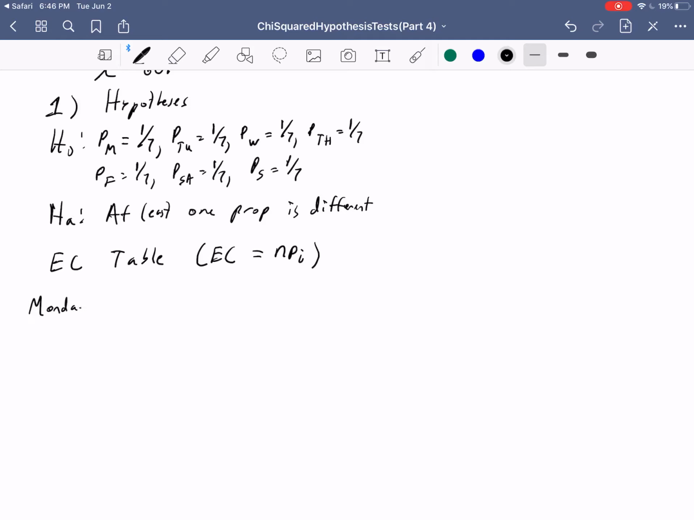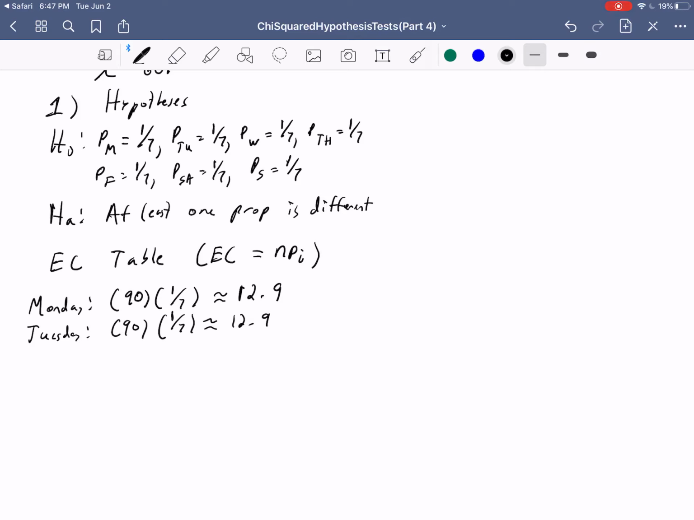For Monday, what is the expected count going to be? Well, it's 90 times the proportion for Monday, which is 1/7. If we calculate 90 times 1 divided by 7, you should get about 12.9. So we would have expected to see about 12.9 births on Monday if everything was evenly distributed. What about Tuesday? Since Tuesday was also 1/7, it's identical: 90 times 1/7, approximately 12.9.